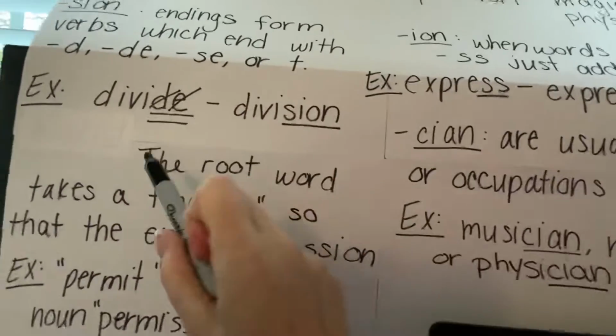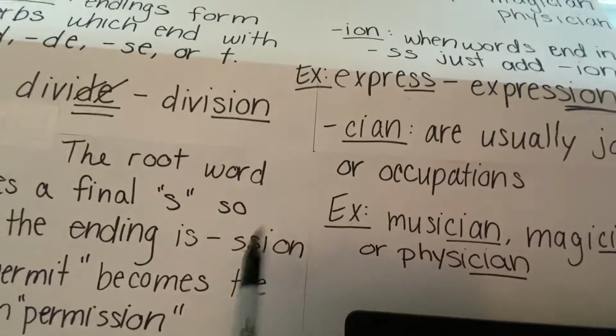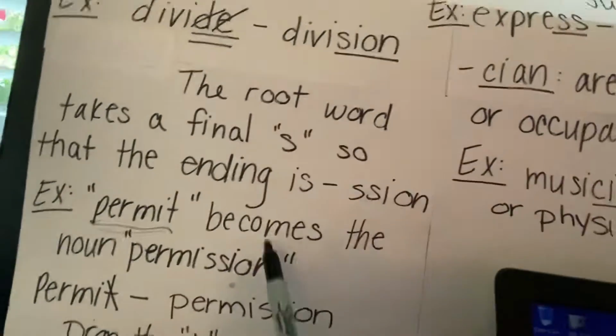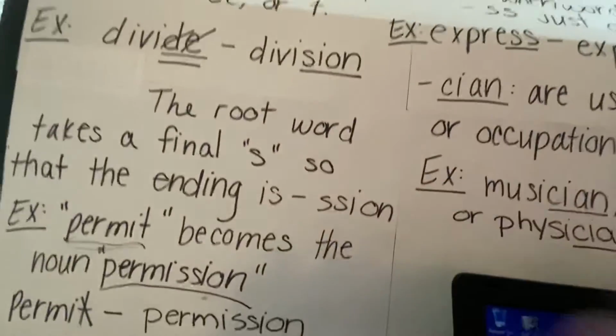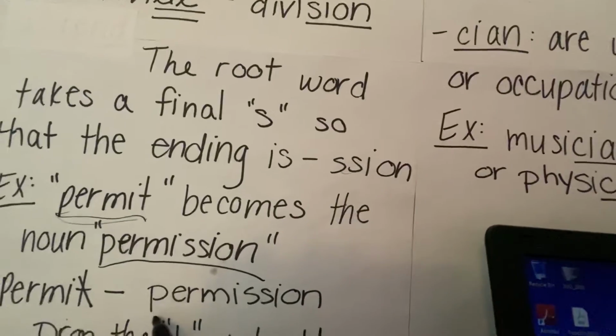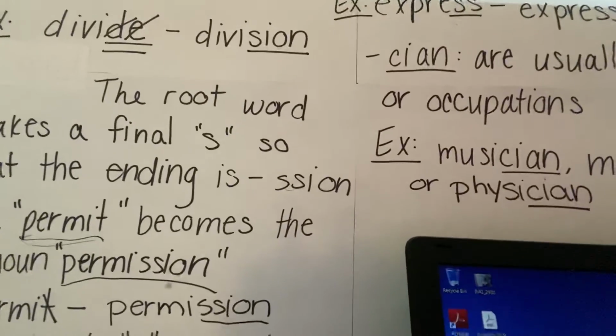Another rule is you're going to take the root word that takes a final S so that the ending is SSION. For example, if you have the word permit, it will become the noun permission. What you would do is cross out the T and add SSION. So you drop the T and add SSION. These are a few of our spelling rules that I wanted to go over with you before you started your spelling assignment for this week.